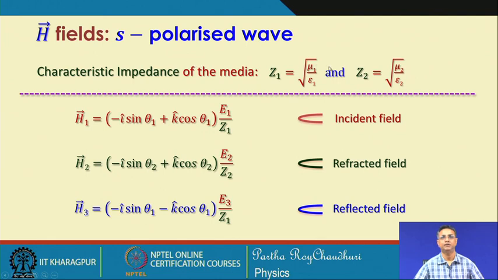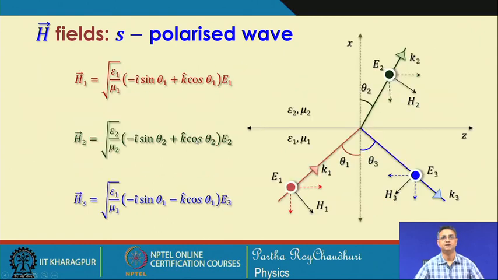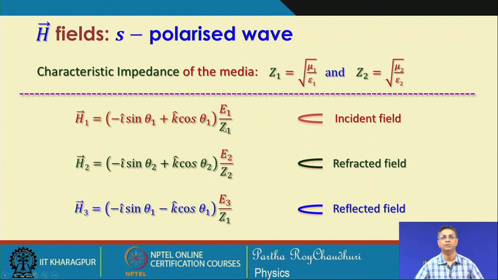Now, this Z 1 we use for mu 1 by epsilon 1 under root of that. This is what is called the characteristic impedance of the medium. This is the property of the medium which is included by this quantity Z 1 and Z 2 similarly. So, if I substitute these values of E 1 in this equation, that is epsilon 2 by mu 2, epsilon 1 by mu 1 and so on, we can write each of them like E 1 by Z 1, E 2 by Z 2, and E 3 by Z 3 will be equal to E 3 by Z 1, because Z 1 and Z 3 are the same medium.